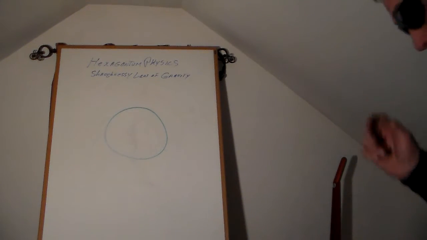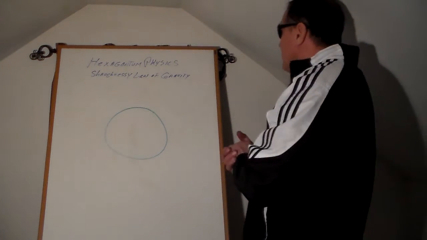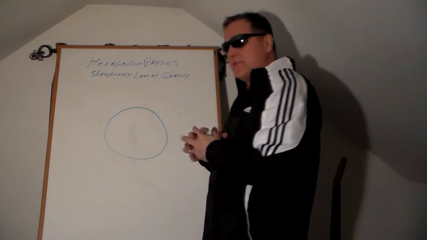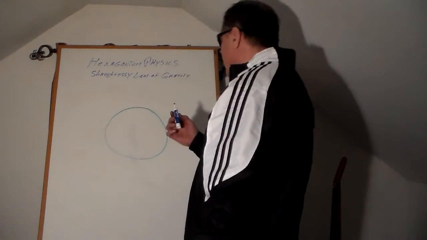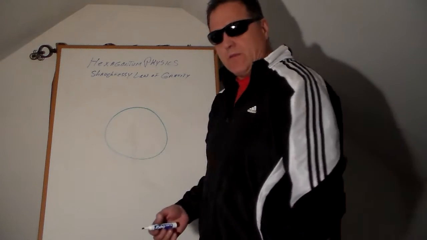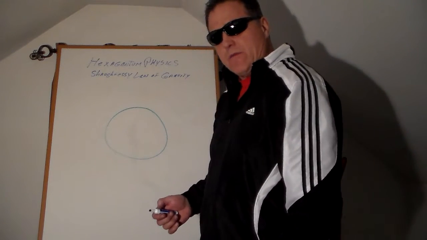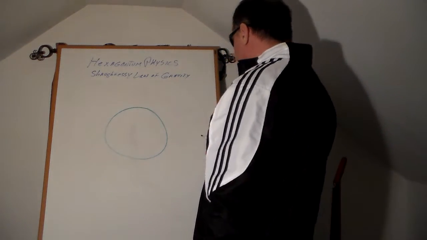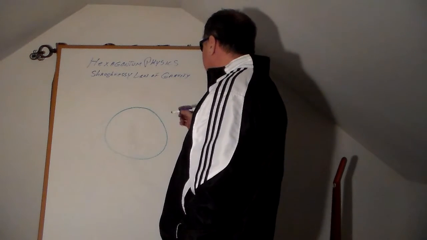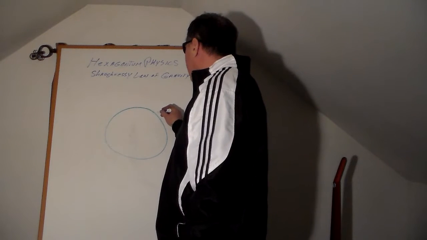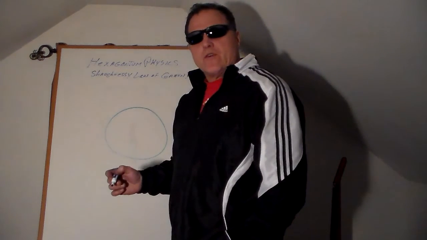Alright, once again we're having physics class. Going over Hexagontum physics, Shaughnessy's law of gravity. I'll put the equation up later, but basically I want to give you an idea of what is going on with mass above the ellipsoid. This would be the Earth right here, and we'll play with pyramids or mountains.